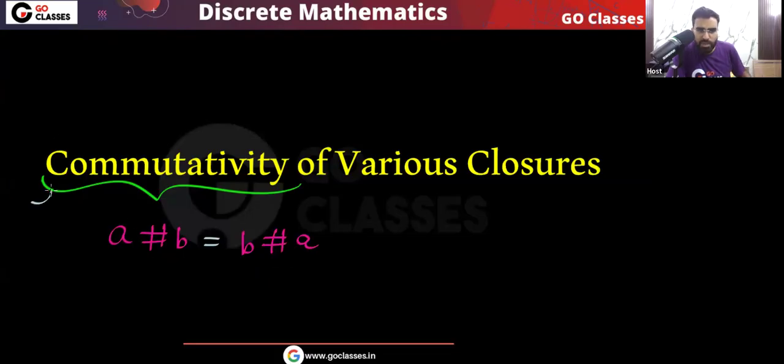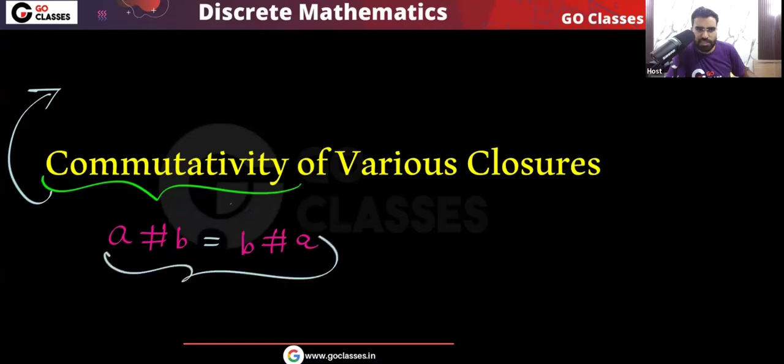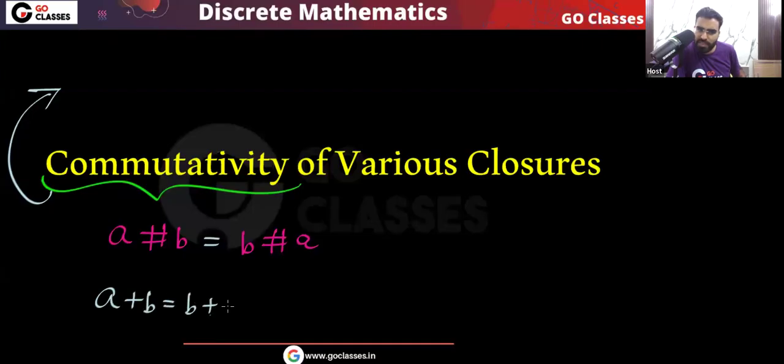Commutative simply means that you can do two things in any order. For example, you can do A hash B or B hash A, and if the result is always the same, then we say that hash is commutative. For example, you already know that A plus B is equal to B plus A, so addition is commutative. But A minus B may not be the same as B minus A, so subtraction is not commutative. Similarly, multiplication is commutative and division is not commutative.